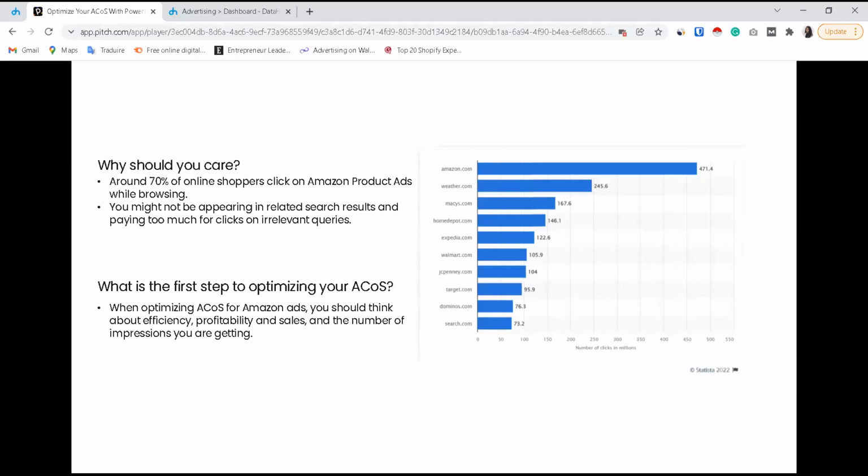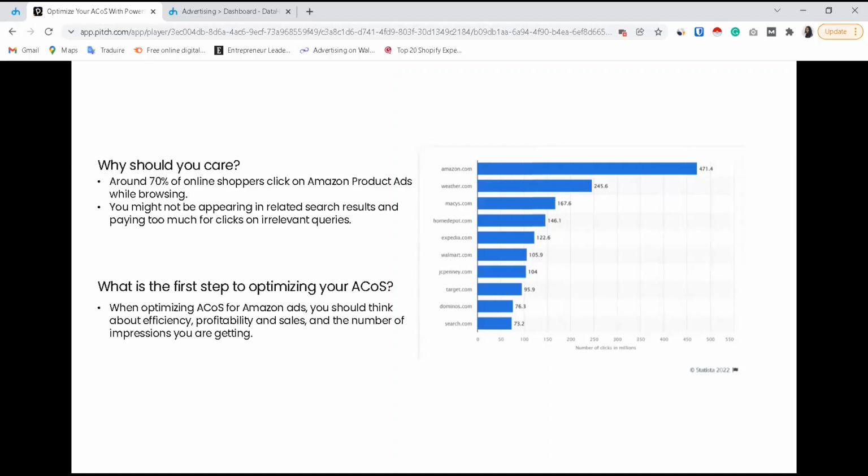Now, why should you care? The chart from Statista that you see here shows the leading search advertisers on Google in the United States. More than 70% actually of online shoppers click on Amazon's product ads while browsing. But to get this right takes planning. If you don't use the best keywords and bidding strategies, you either won't be included in the relevant searches or you'll pay too much for the clicks on irrelevant queries, both of which will waste your money.